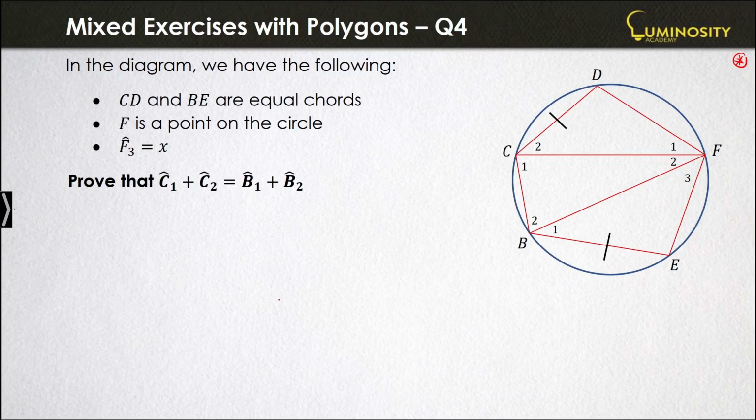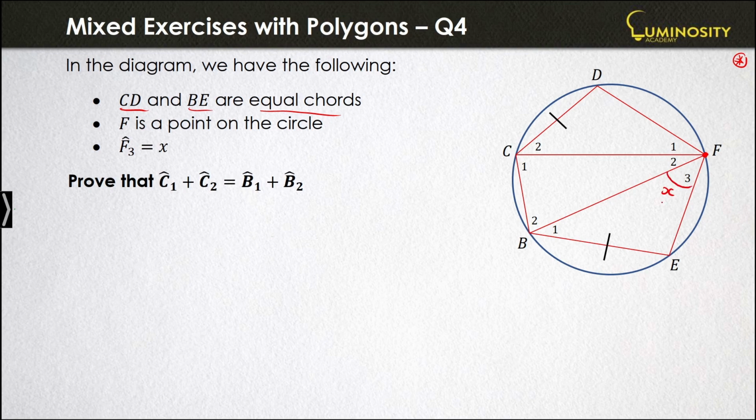Hi, welcome to this lesson on Euclidean geometry, polygons. Let's have a look at question 4. In the diagram, we have the following information. CD and BE are equal chords, so that's denoted in the diagram. F is a point on the circle, and angle F3 is equal to X.